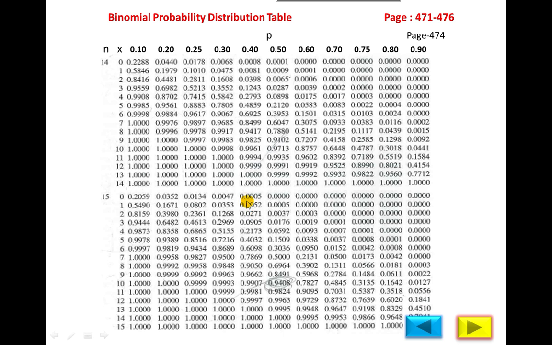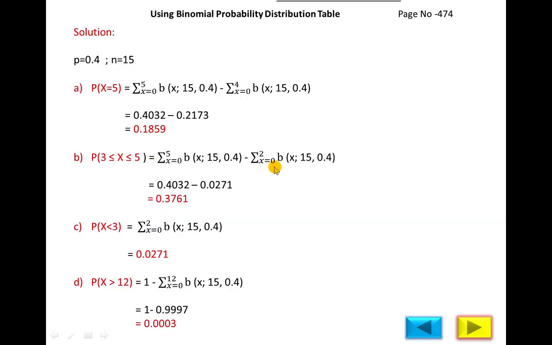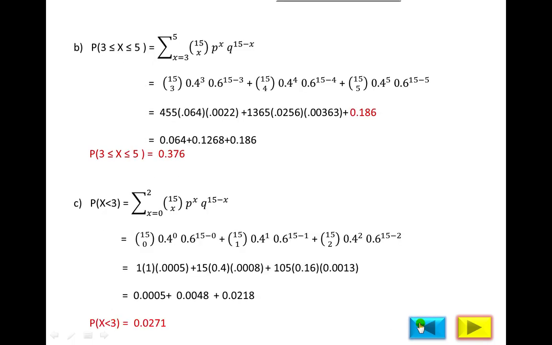So same as before, the probability of 5 here indicates the probability of 0 to 5, not only 5, because these are cumulative probabilities. 0 to 5 minus 0 to 2 is 0.4032 minus 0.0271, and you will obtain the same answer, 0.3761.